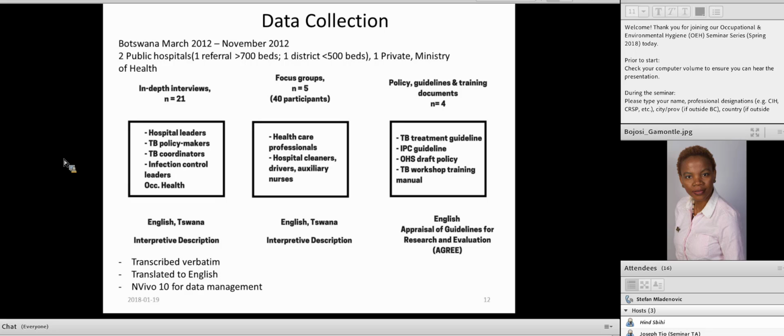Right, so we used NVivo 10 for data management. I should also mention we collected some guidelines, TB treatment guidelines and others, but we're not going to get into that for this particular presentation. We evaluated those using a standardized tool, which actually comes from Canada. It's called the Appraisal of Guidelines for Research and Evaluation.